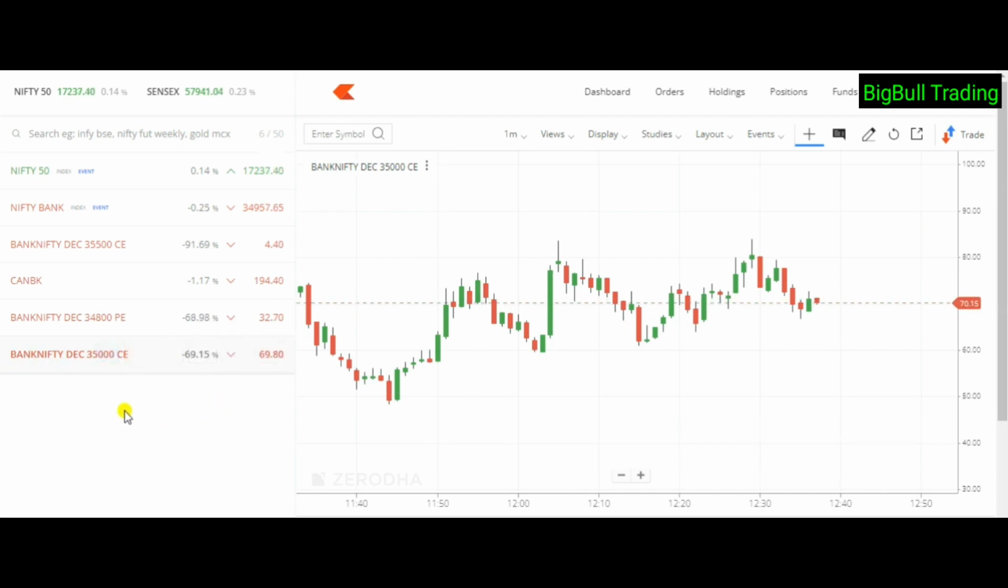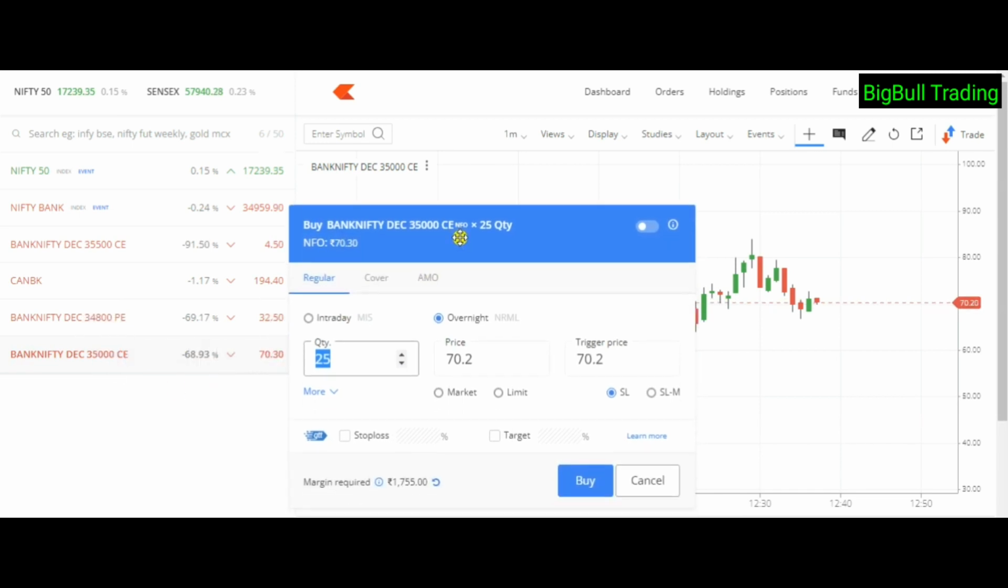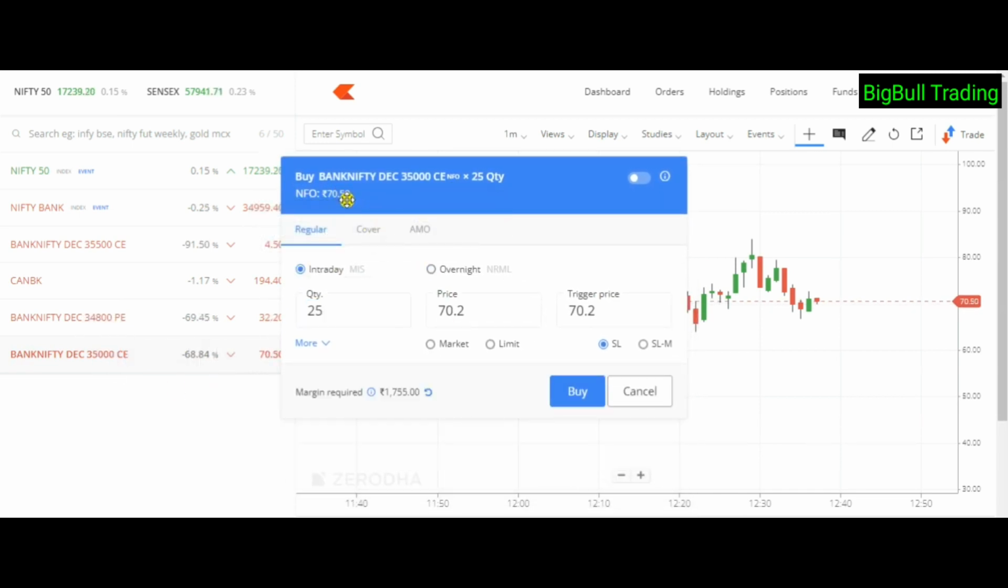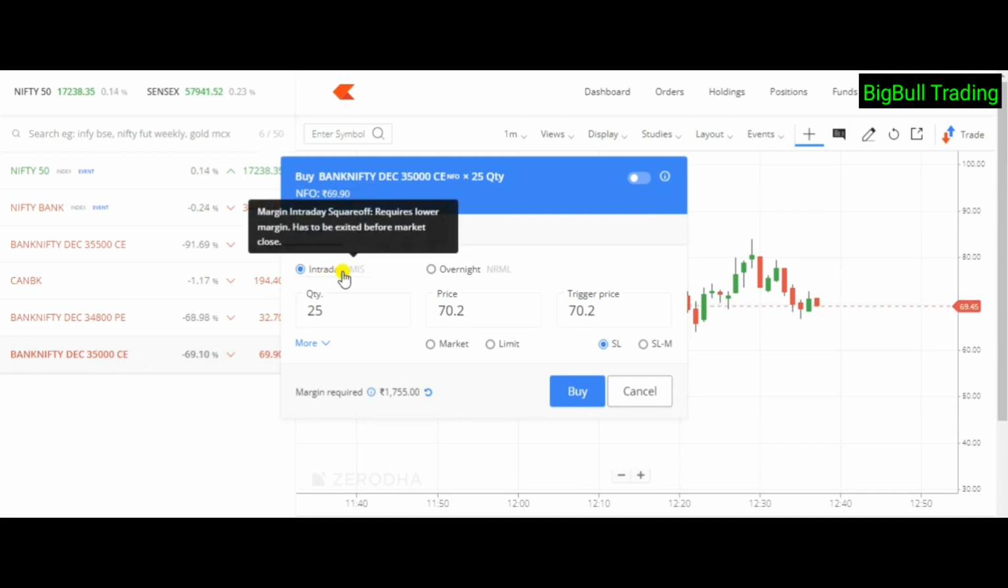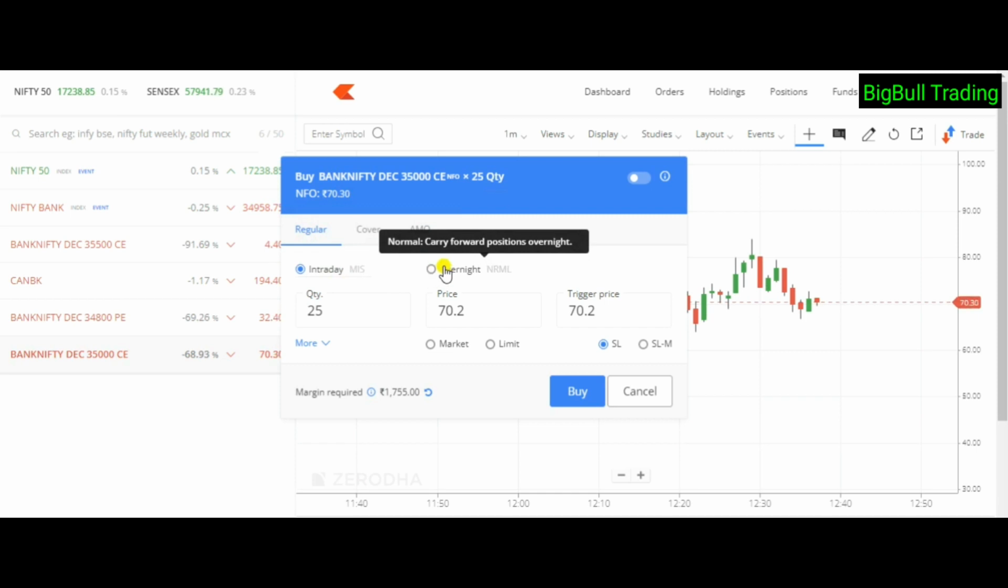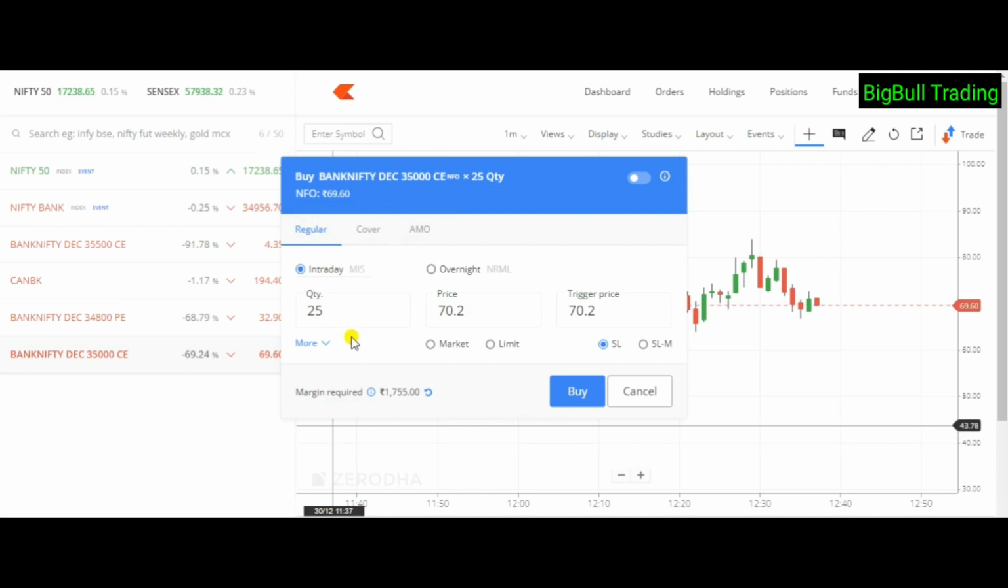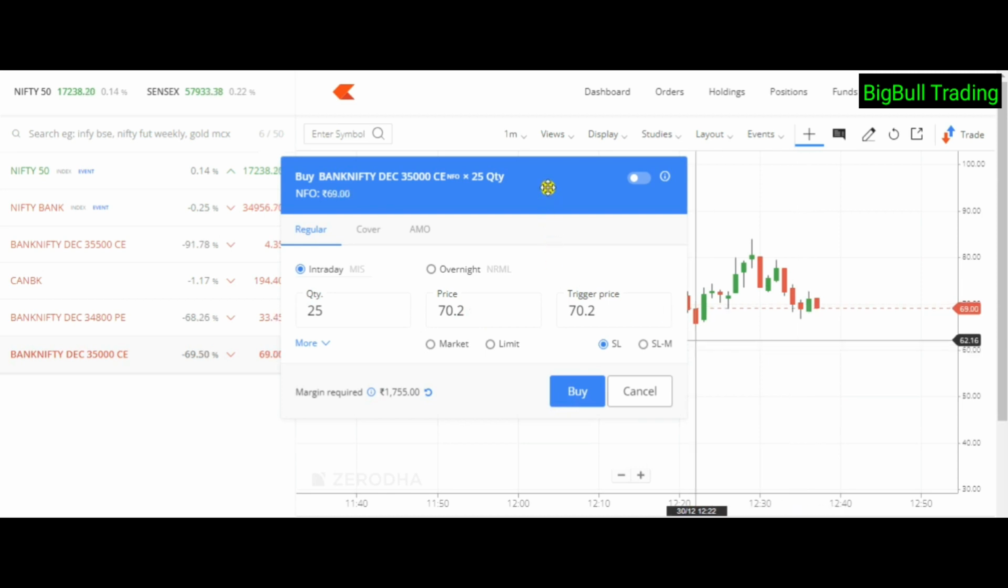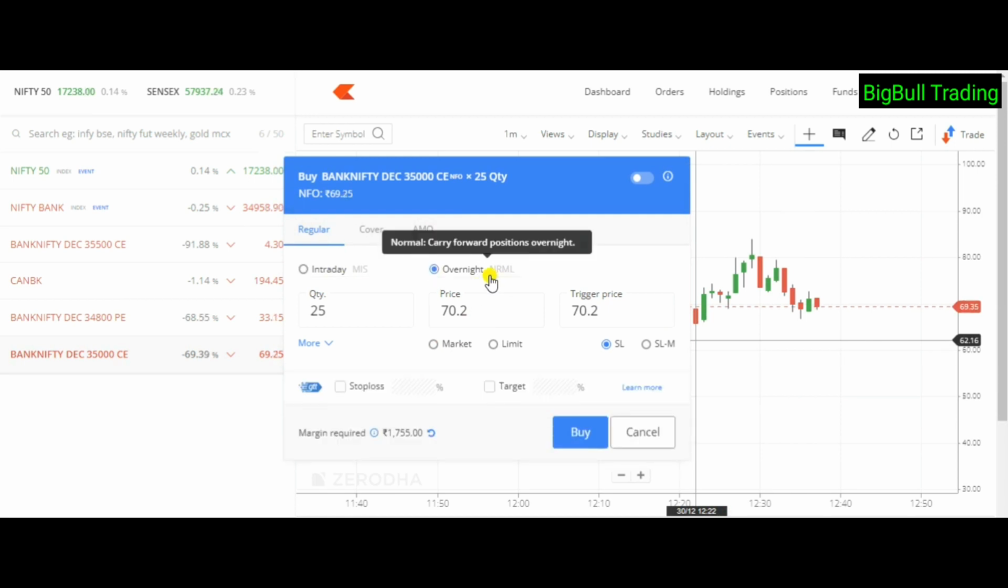First of all, we will go to the buy because we are doing this for option buying. Whenever you open the chart of the Bank Nifty options, here you can see first is the intraday, second is the overnight, and here quantity, price and trigger price. Normally we buy it here and the orders are executed. For this type of order, first we will select the overnight orders. That is the normal order we have to select. For the intraday, it will not happen.